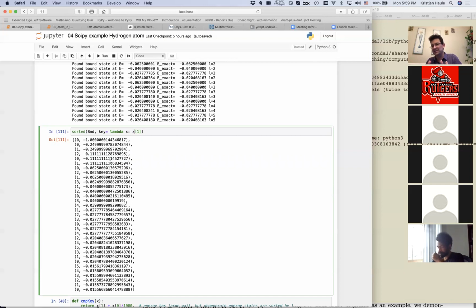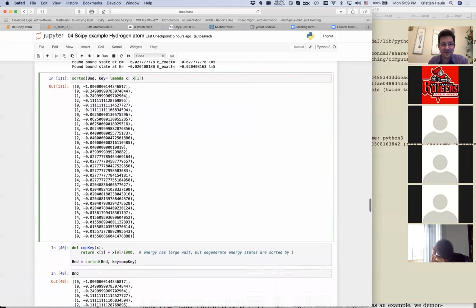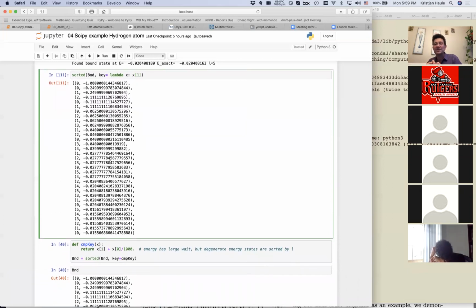So you look at the energy first, and you say, well, if energies are substantially different, then sort according to energy. But if energies are very, very close by, like less than 10 to the minus 3, then look at the orbital quantum number and take the one with the smaller orbital quantum number. Now, unfortunately, in Python 3, they do not allow the compare function any more. So they want you to construct a number, presumably a floating point number, from your element. Now, this is what I came up with.